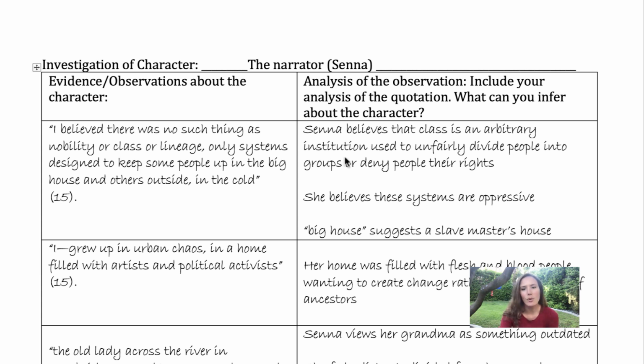So you could do more analysis of this quotation, but for this activity, in this box, you would just put a couple of points of analysis. Note, your analysis does not even have to be a complete sentence. They can just be in note format, or you can use bullet points.